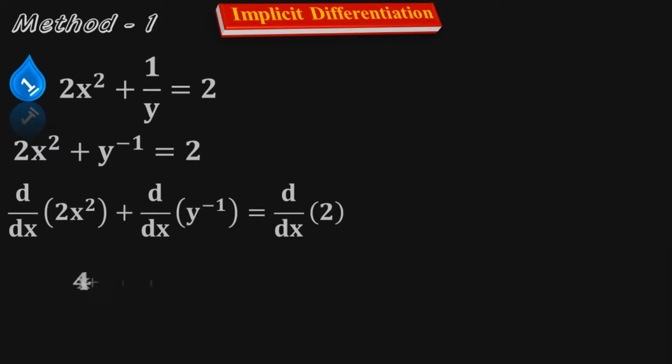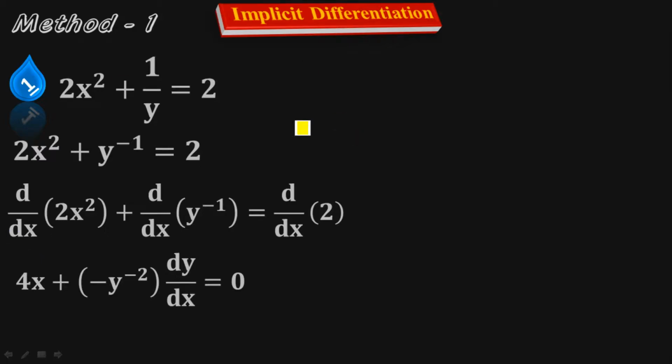So its derivative will be 4x plus negative y to the negative 2 times dy/dx equals 0. We are taking everything with respect to x. We know that in method 1, to find the implicit differentiation, we need dy/dx. So to find dy/dx, we're going to take the derivative of everything with respect to x, not with respect to y, remember, because we need dy/dx.